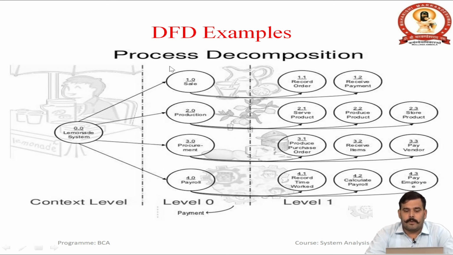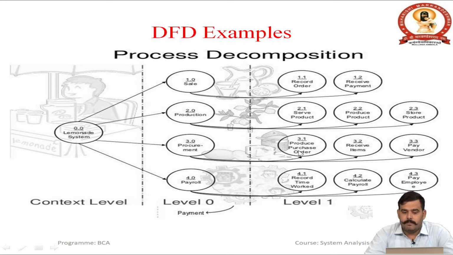And that is the process decomposition of that lambnoid system. First of all, we have the context level, which gives the overview of the lambnoid system. After that, we find subsystems like sales, production, procurement and payroll, which are easily shown by level 0. And after that, we have the more detailed DFDs of level 1. Sales can be broken down into record order and receive the payment. Production can be broken down into serve products, produce the product and store the product.